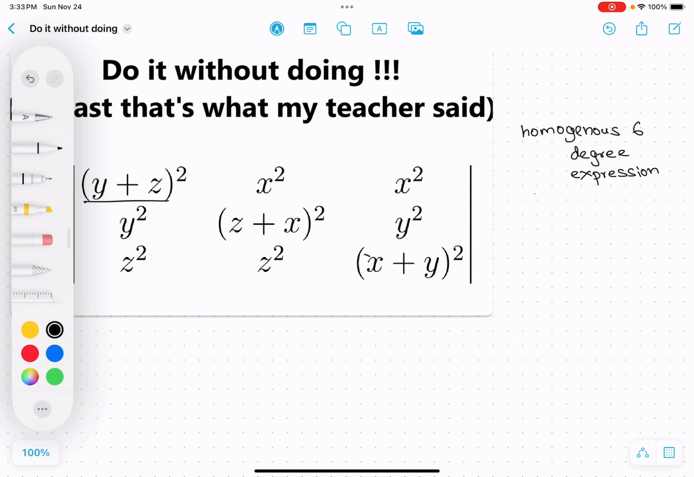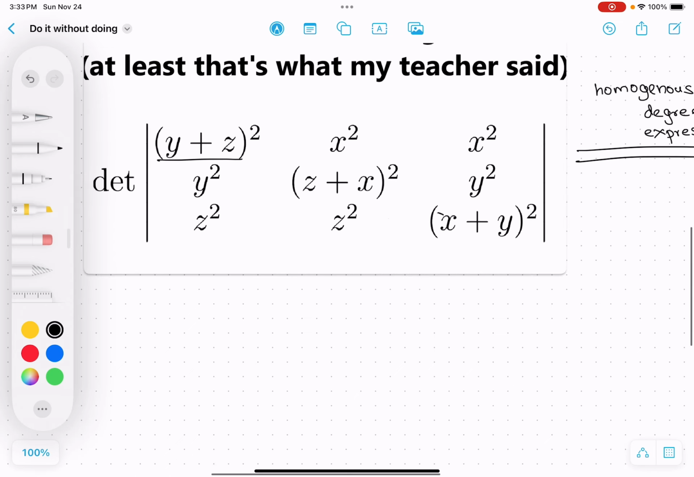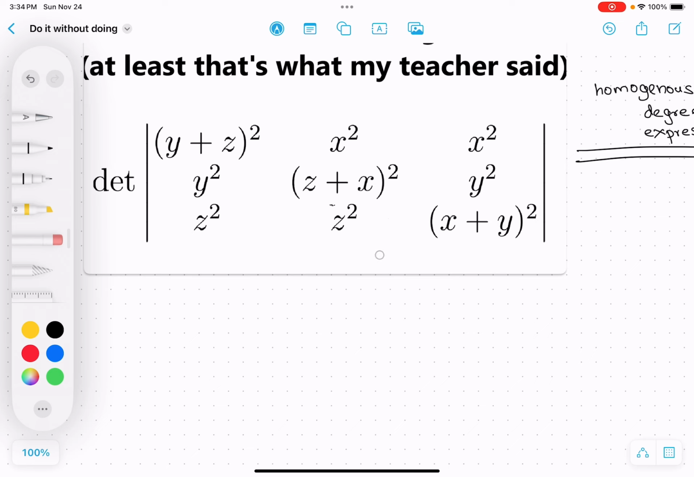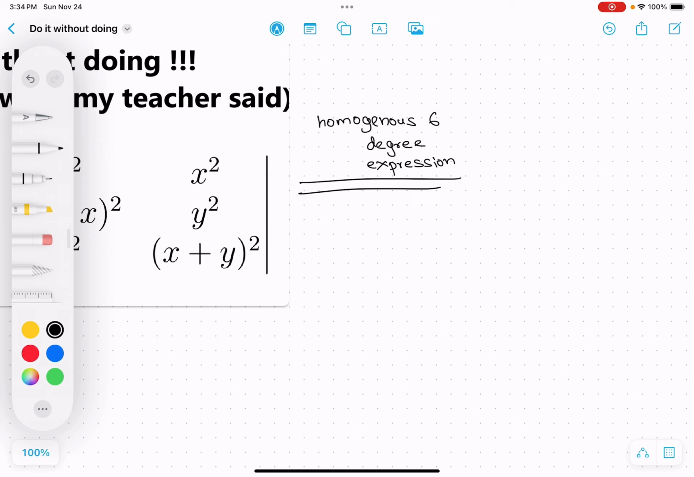Okay. And the next thing is that the expression will also be symmetric about x, y, and z. The way you can see that is, just like how there are two x squares over here, and there's y plus z square. Similarly, there's two y square, x plus z square. Similarly, two z square, x plus y square. You see that every variable has equal contribution in this determinant, so the answer will be symmetric, right? Because every variable has its equal contribution. So I can also say this is a homogeneous 6 degree symmetric expression. That will be our answer.